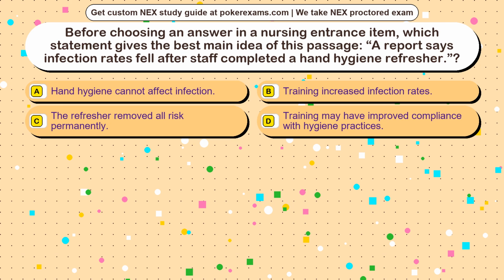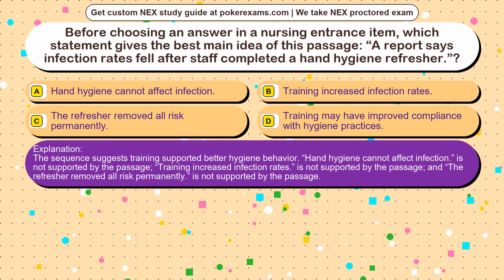The correct answer is option. The sequence suggests training supported better hygiene behavior. Hand hygiene cannot affect infection is not supported by the passage, training increased infection rates is not supported by the passage, and the refresher removed all risk permanently is not supported by the passage.